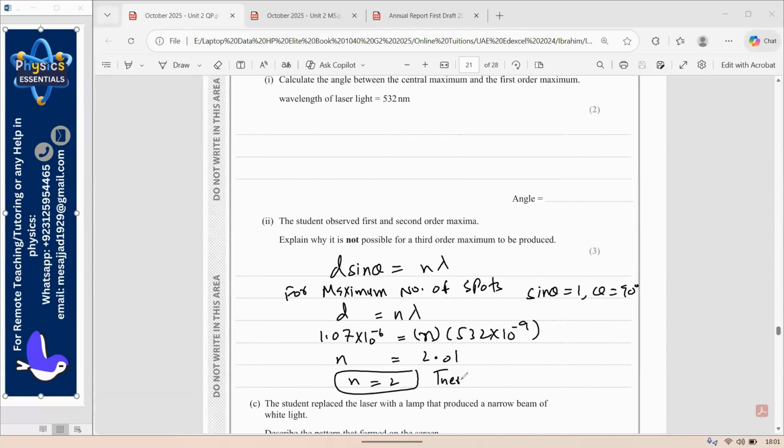Therefore, we need to write, therefore we will not see the third spot as maximum possible. Spots are 2. Okay.